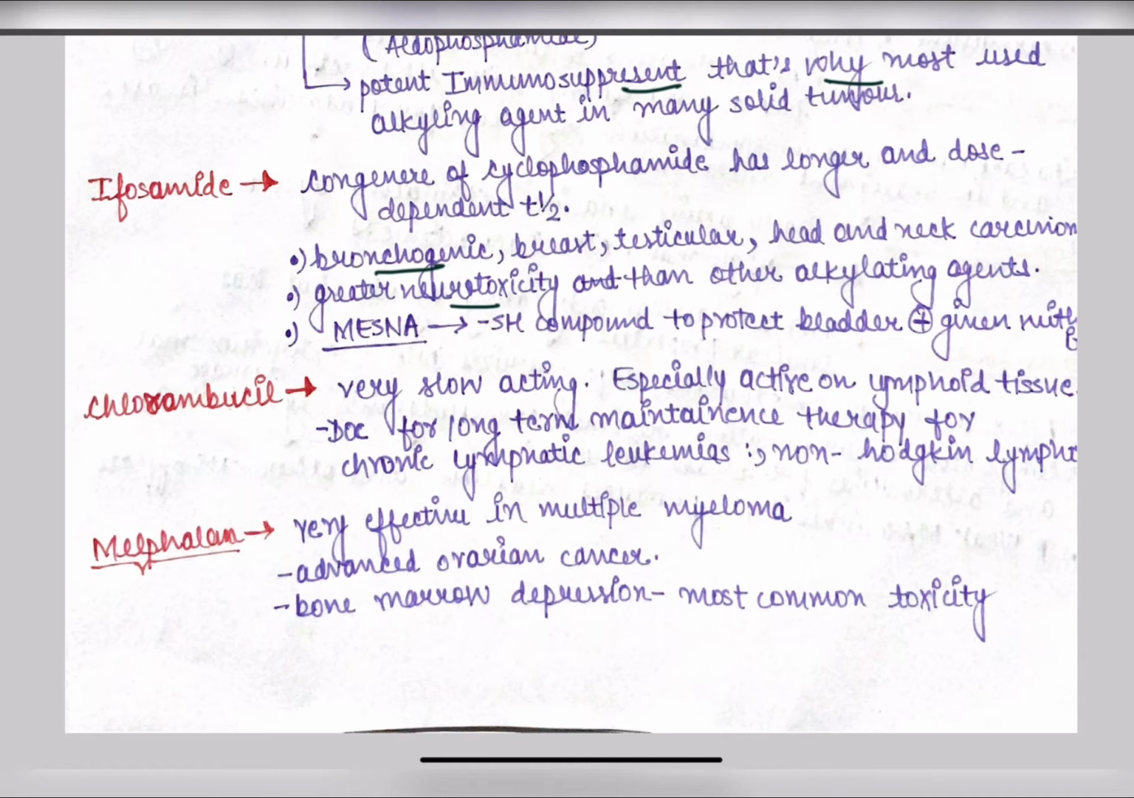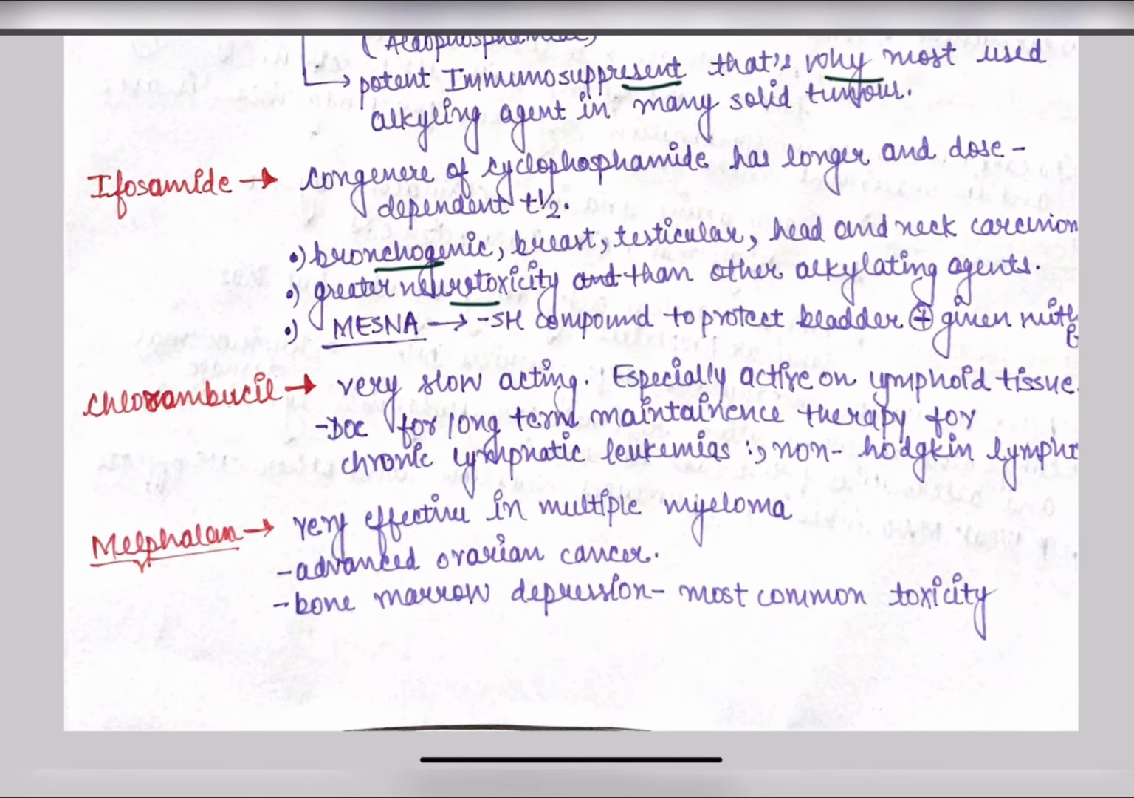Because mesna is excreted in urine and it will bind and inactivate the toxic metabolite of ifosfamide and cyclophosphamide, okay? And this causes less hematogenic toxicity than cyclophosphamide, right?